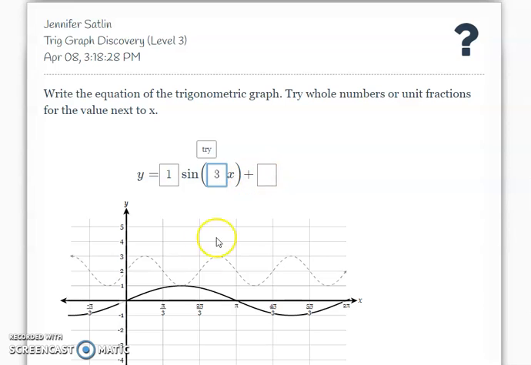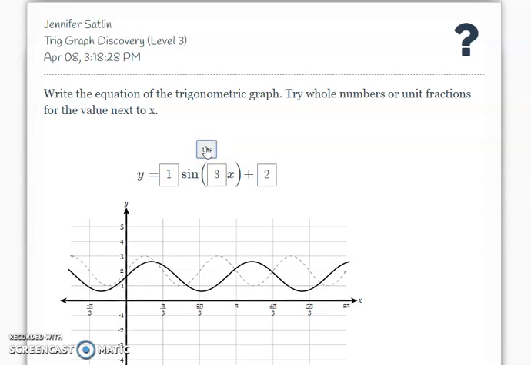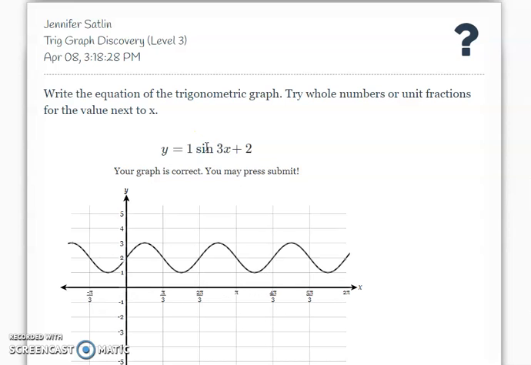And now let's look at the shift. We could see our midline is at 2. Normally our midline would be at 0. So we have been shifted up 2. Let's give it a try. And there you go. That's it.